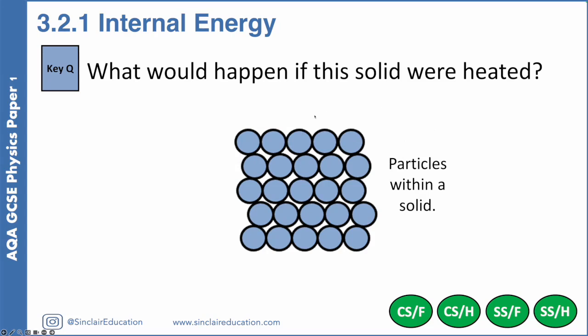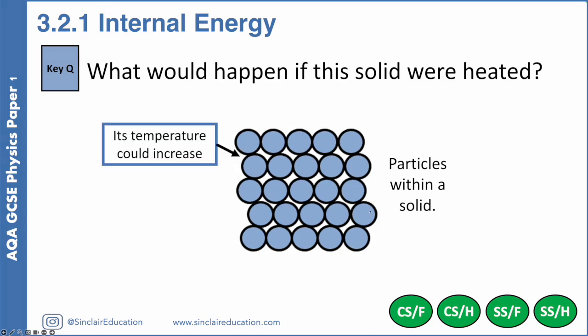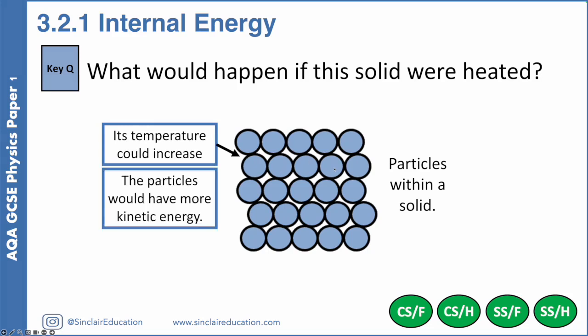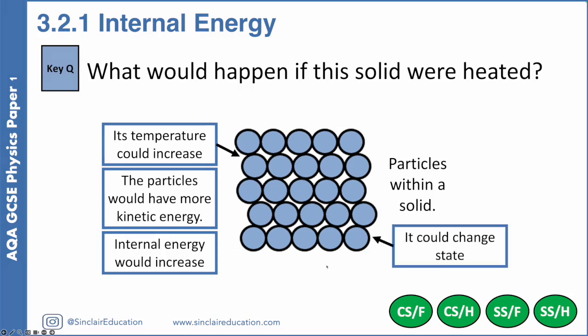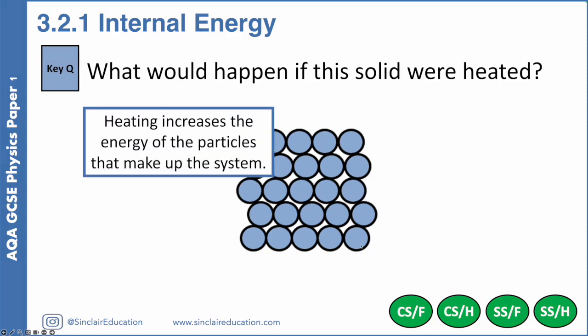For example, here we've got particles within a solid. When we heat this, what we'd expect to see is its temperature could start to increase. As the temperature starts to increase, the particles will have more kinetic energy, so the particles in the solid will begin to vibrate around more. But that's also going to mean that internal energy increases, and eventually this should change state.